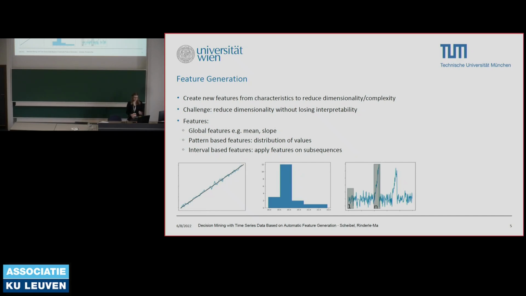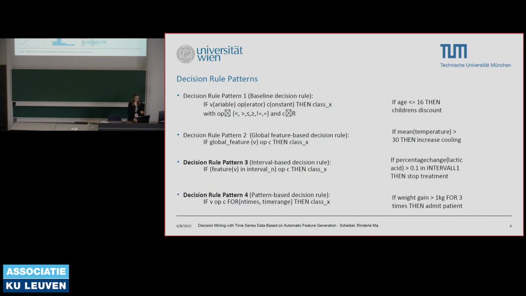Yes, and these new features now allow us to formulate some decision rule patterns. In total we have 4, but only 3 are new. The first decision rule pattern is the baseline decision rule pattern, the kind of decision rule that we know from literature, how most decision rules are formulated. It's basically of the form: if a variable compares via an operator to a constant in a certain way, then we can label it as a certain class. The example would be: if age is below or equal to 16, then a children's discount can be applied.